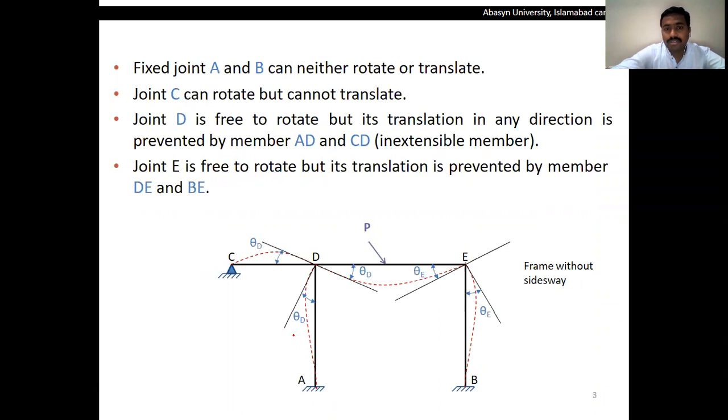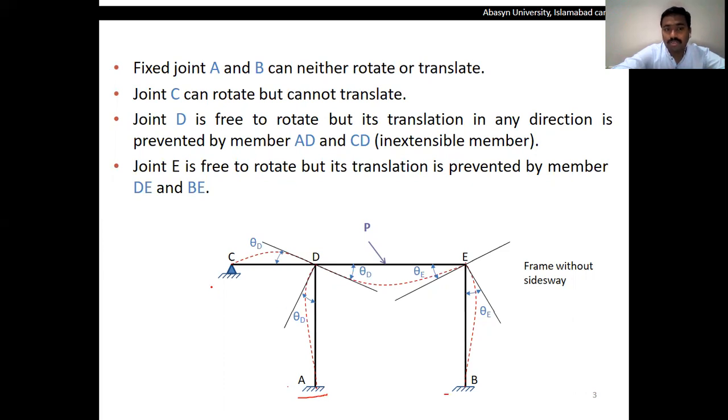Similarly, in these types of frames, we have to consider the different types of supports. As I already told you in the lectures on beam structures, supports which are fixed in nature have neither translation nor rotation, so there is no deflection at the fixed supports, which are points A and B. Points A and B can neither rotate nor translate. It means there will be no value of theta A and no value of delta A if they are fixed supports.